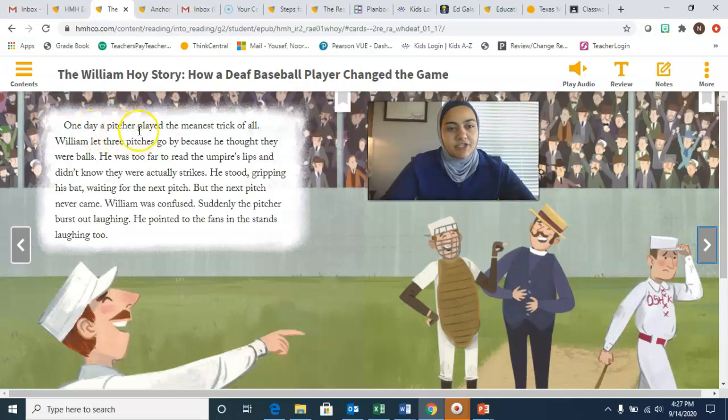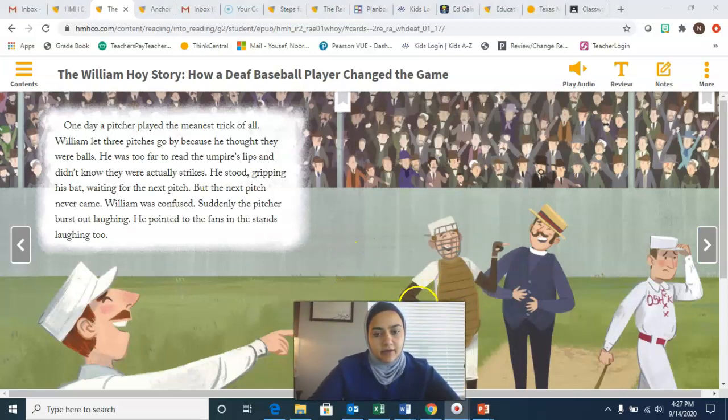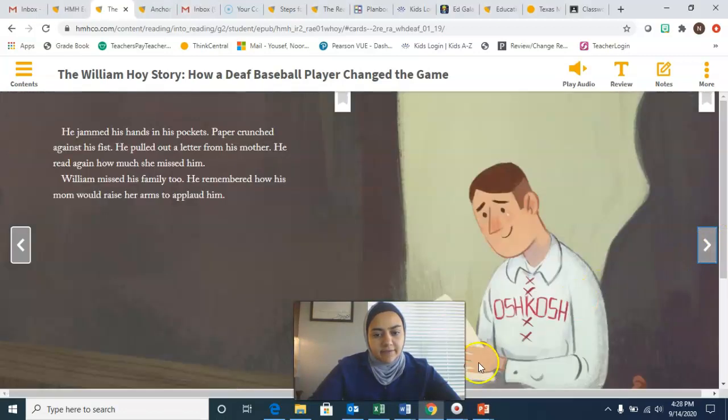One day, a pitcher played the meanest trick of all. William let 3 pitches go by because he thought they were balls. He was too far to read the umpire's lips and didn't know they were actually strikes. He stood gripping his bat, waiting for the next pitch, but the next pitch never came. William was confused. Suddenly, the pitcher burst out laughing. He pointed to the fans in the stands, laughing too. Was that nice? They were all making fun of poor William because poor William couldn't hear. That's not very nice.